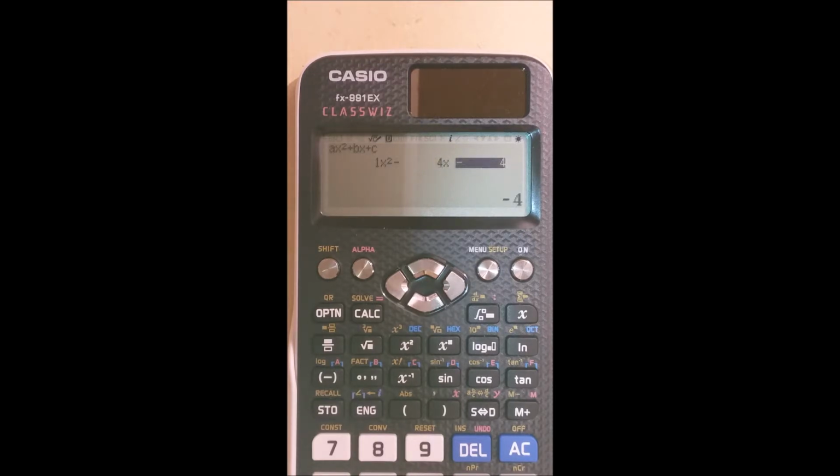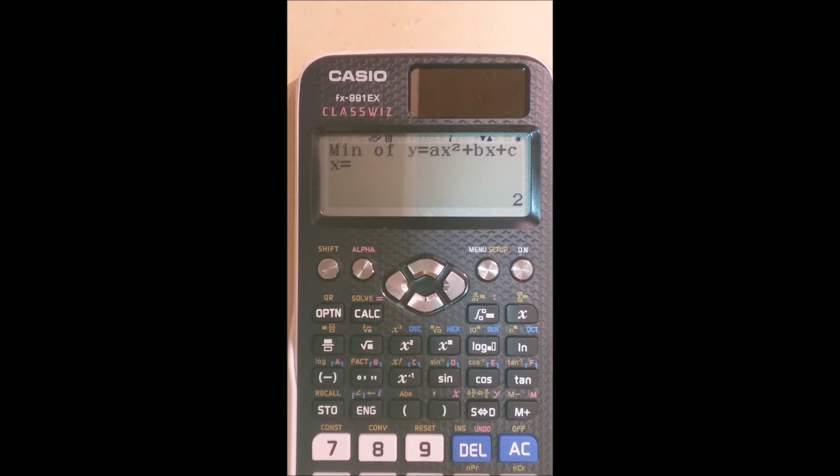Sorry, that was 1x squared, minus 4x, and plus 4. So it's just going to be 4. And we'll hit my enter key. And it's going to give me x is equal to 2. And x is equal to 2. Why is it doing that?